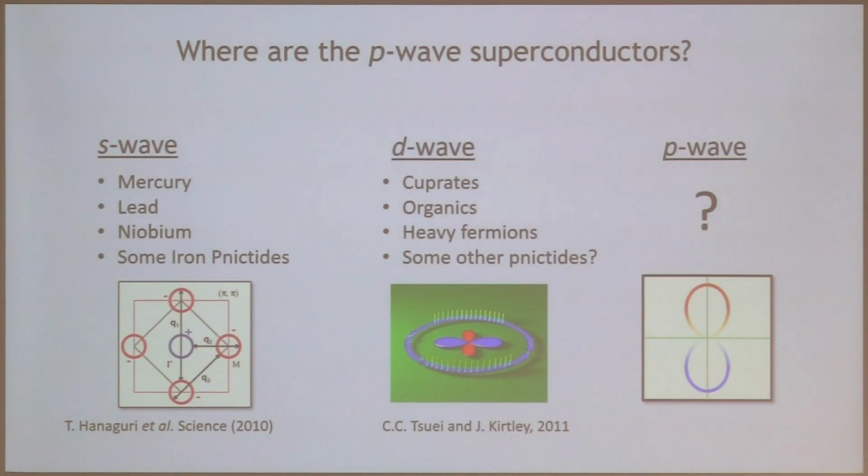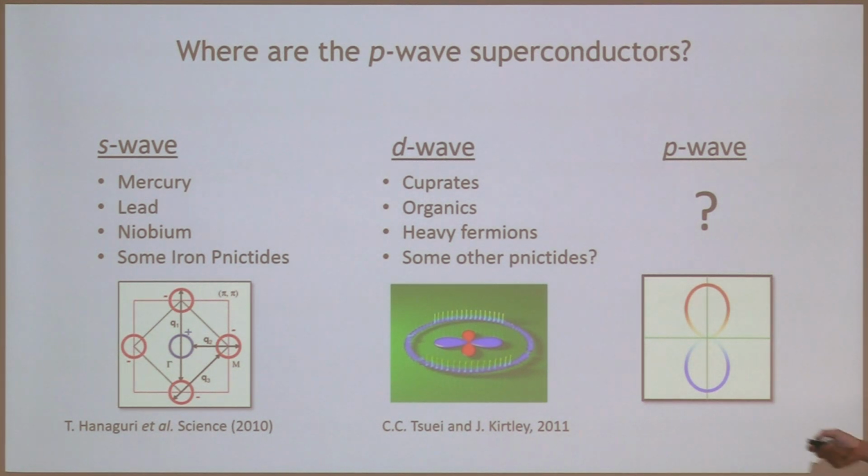So it's a question of where are the P-wave superconductors? If you're not a superconducting person, I'll give you a small introduction to superconductivity and why we care. Not superconductivity, but the different symmetries of order parameters. So you know about S-wave superconductors. These are elemental superconductors, things like mercury, lead, and niobium.